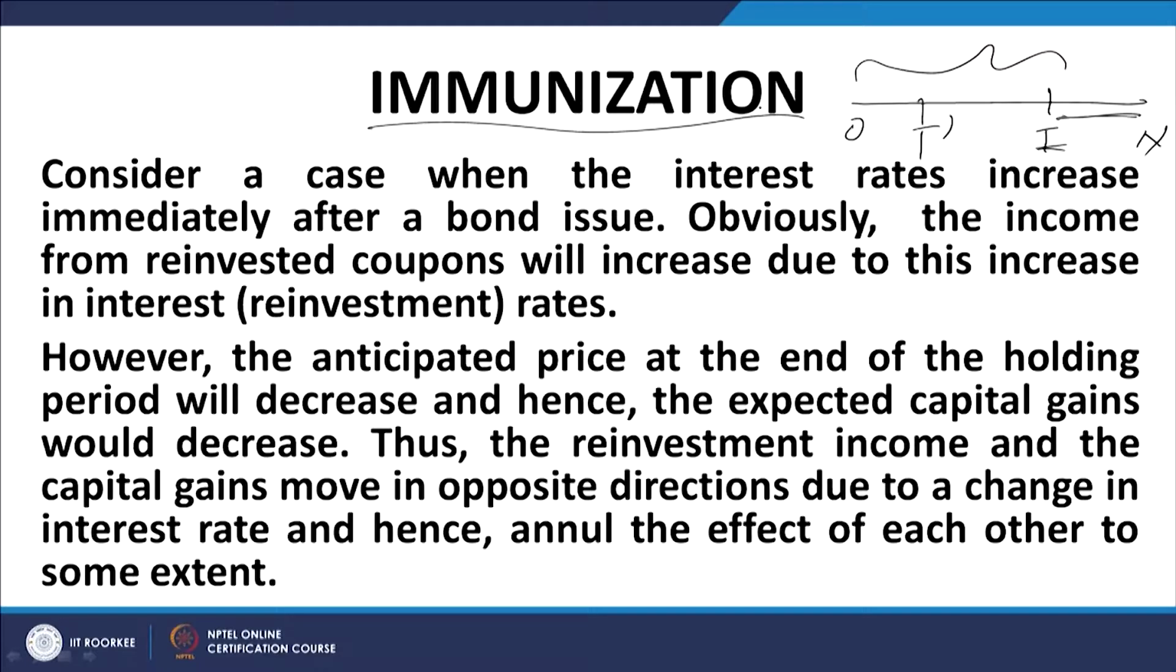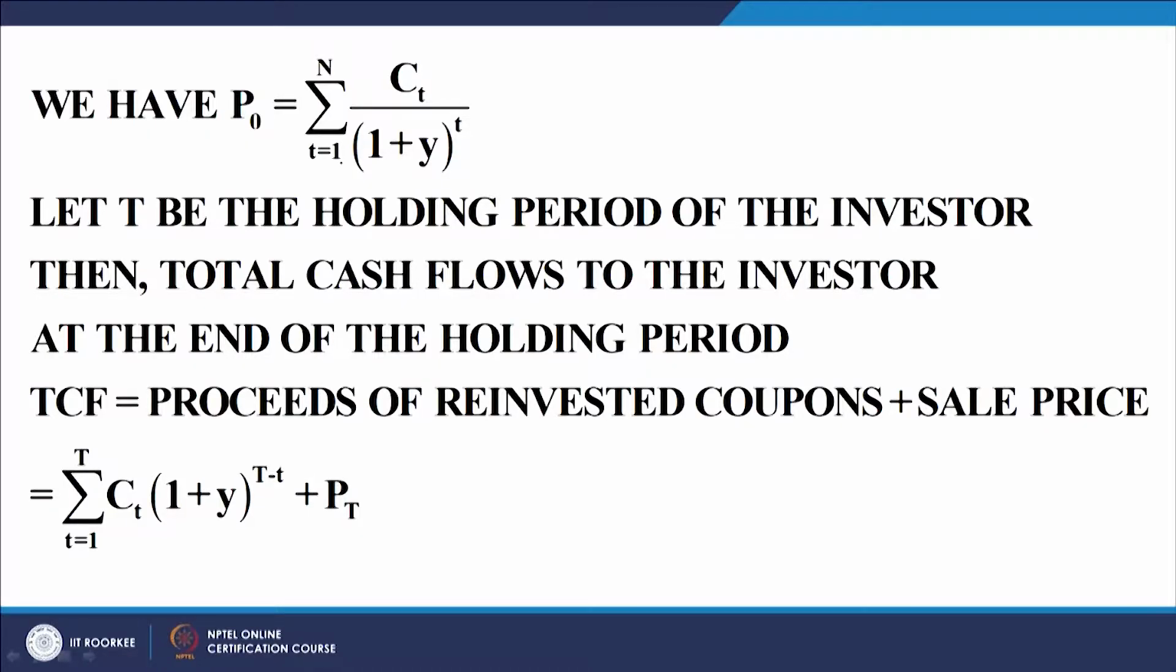So, to reiterate, there are two things. Any unanticipated change in interest rates causes two opposing effects. One, a change in the reinvestment income, and an inverse change, or opposite change, in the capital gain. Number two, the two impacts are related to the holding period. These are two implications that we need to keep in mind in the sequel. Let us now go to the mathematics.